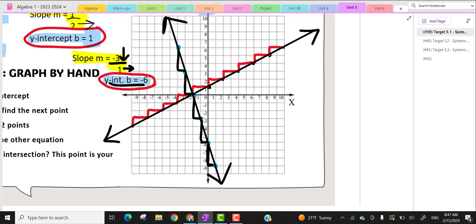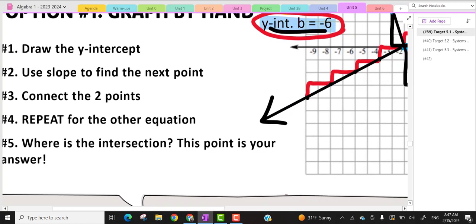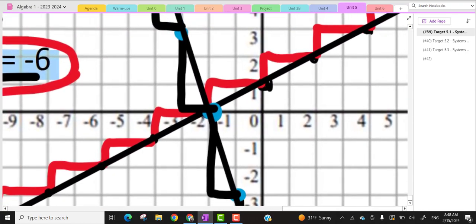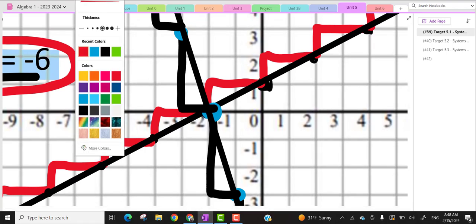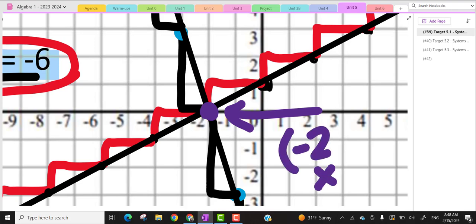So now my question is, where's the intersection? So the intersection is right here. So esta es mi intersección aquí. Let's use purple. So this is the intersection, okay? So that point is x is -2 and y is 0. And that is the answer. Y esta es la respuesta.